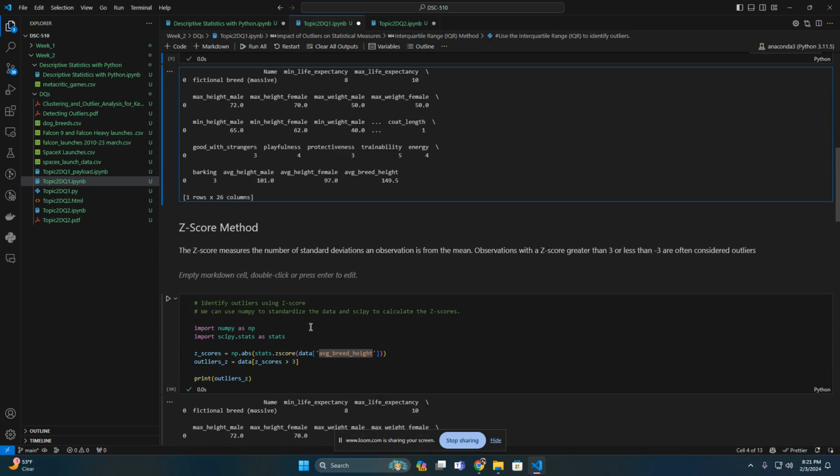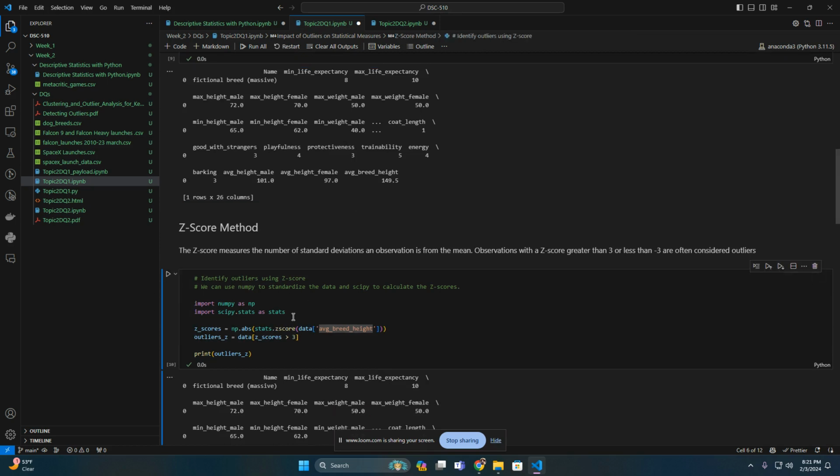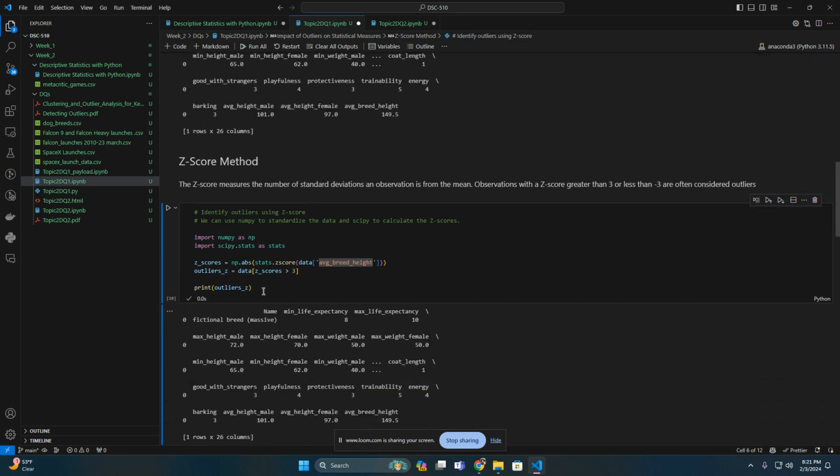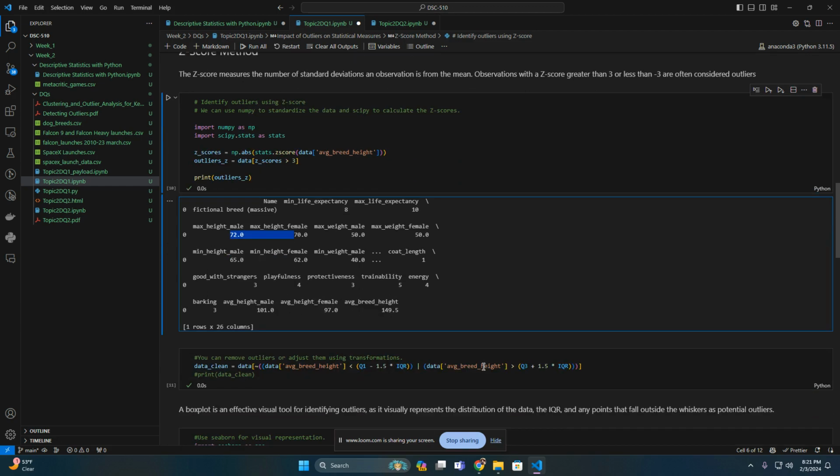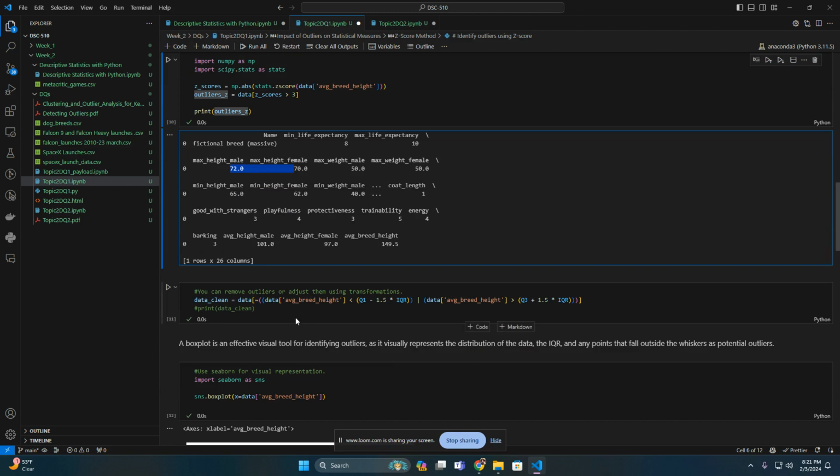I also used the z-score method. Oh, there's an empty one. So to identify the z-scores, you can use this formula here. You can literally just do stats z-score and it will give you one. So I love Python. So again, we have this 6-foot tall dog. I cleaned the data out. I printed it here so that I could see that the dog was gone.